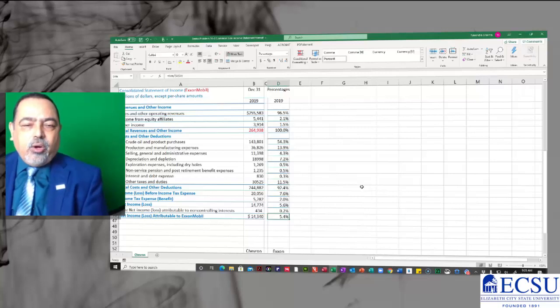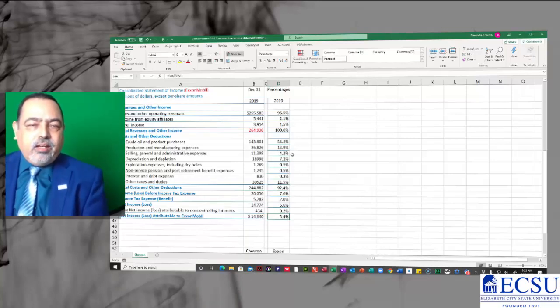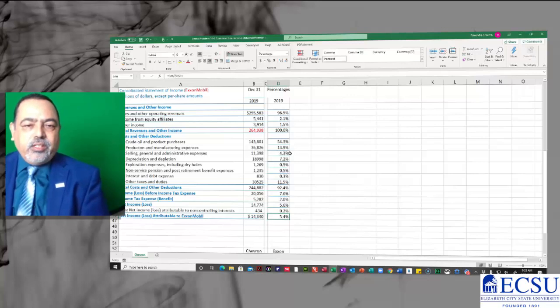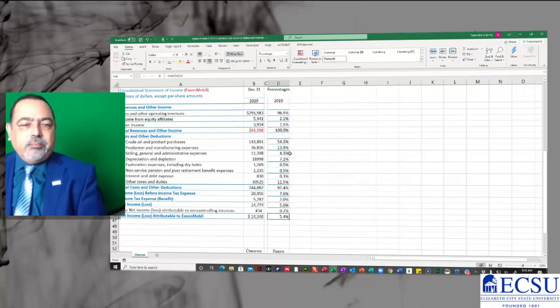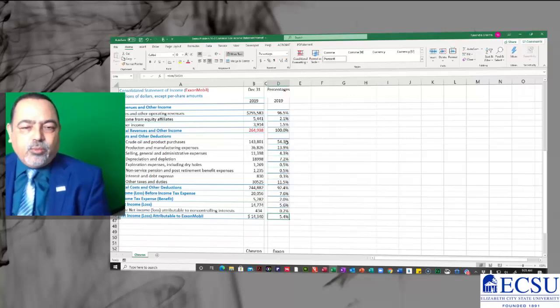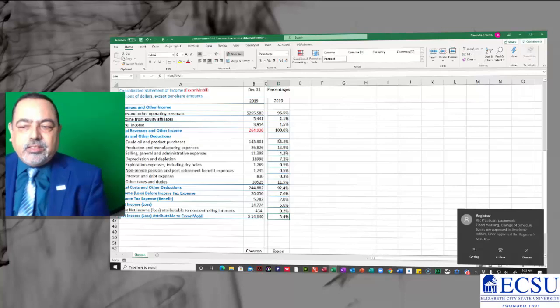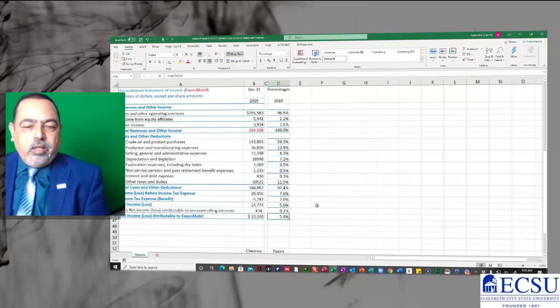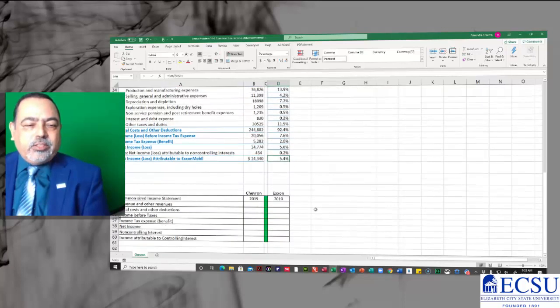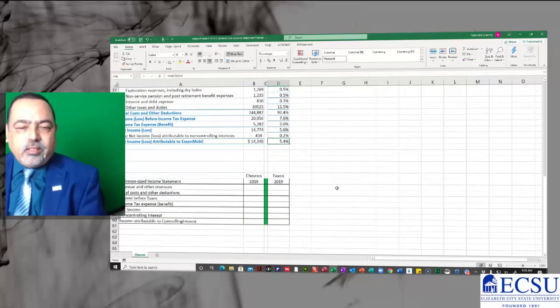So that is how we understand vertical analysis. When you're interpreting the information, what you're going to look at is the percentage of each line item. Now let's do a common size income statement.